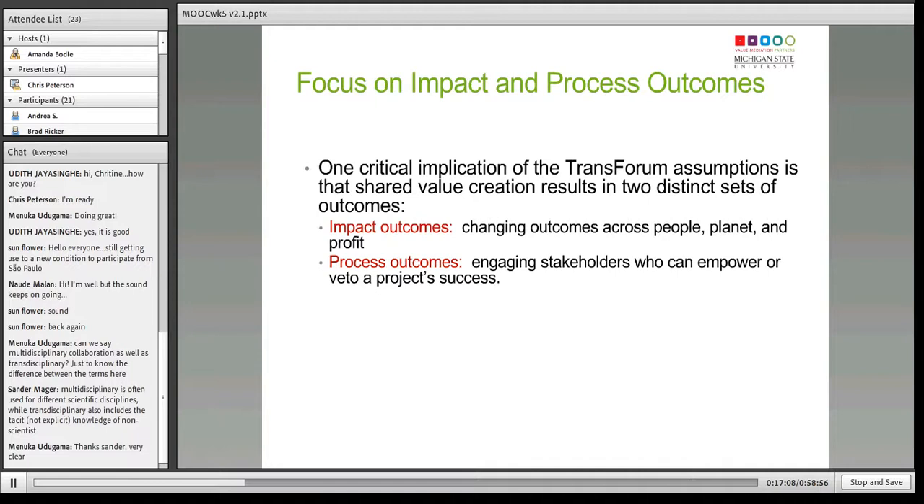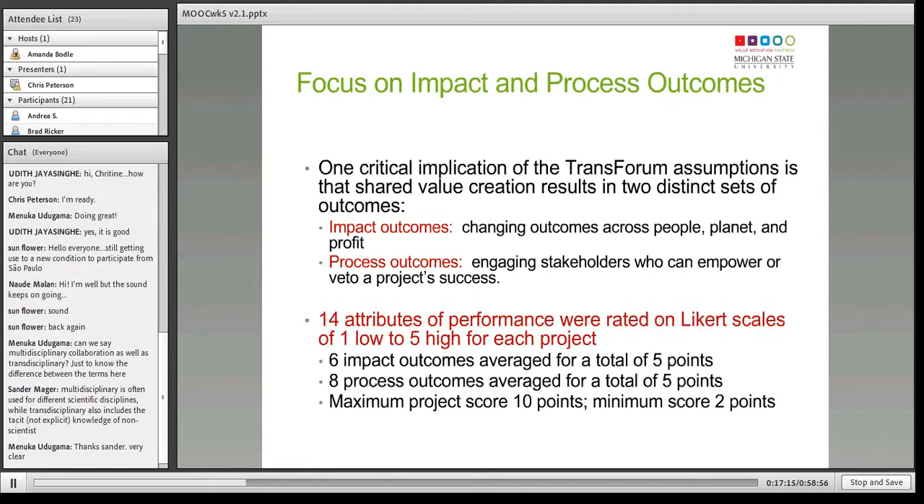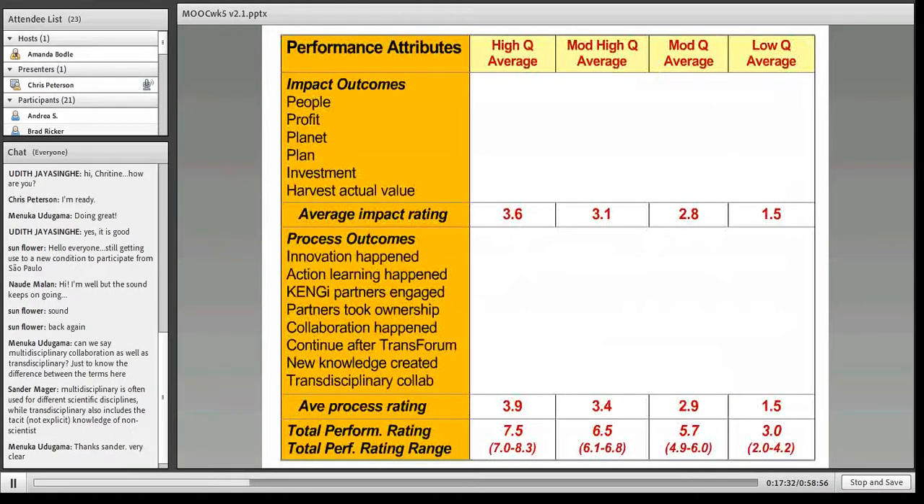So we looked at 14 attributes of performance. We asked our jurors to rate them on a Likert scale running from 1 being low performance to 5 being high performance for each of these projects. So let's actually look at the attributes. On the impact side, obviously our people, profit, and planet attributes are there.